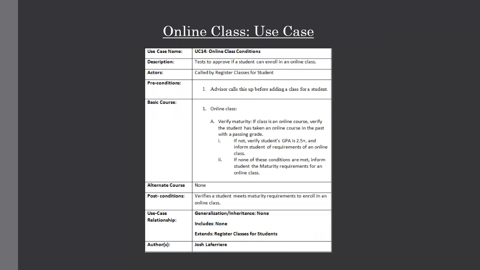If the class is an online course, use case 14, the online class conditions, is called by register classes for a student. The basic course for an online class includes verifying the student has taken an online course in past history with passing grades, as well as verifying the student's GPA is over a 2.5. If none of these conditions are met, inform the student of the maturity requirements that are required for these online classes. Post conditions include verifying a student meets maturity requirements.